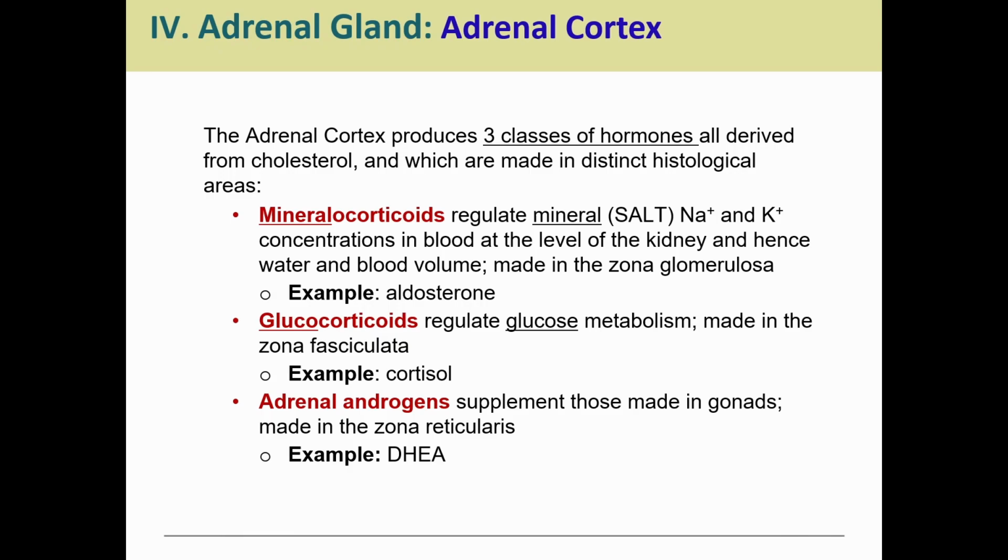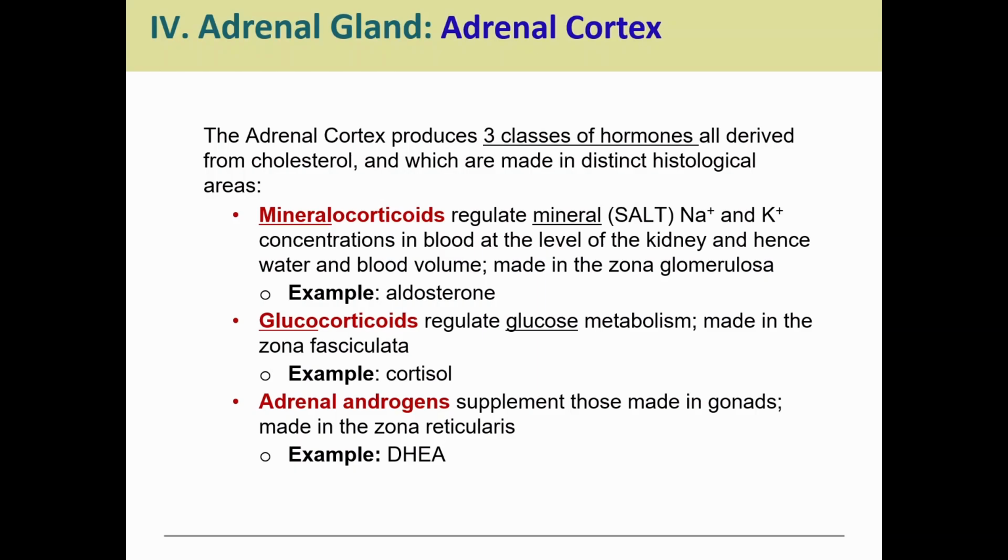So let's talk about the cortex and what it does first. We have three different categories of hormones coming from the adrenal cortex. They all have the same base, which is cholesterol. And again, they're all made in different regions, in those different layers. We have the mineralocorticoids, the glucocorticoids, and the adrenal androgens. So mineralocorticoids will regulate minerals like salts, so sodium and potassium ions. This will help regulate that in the blood.